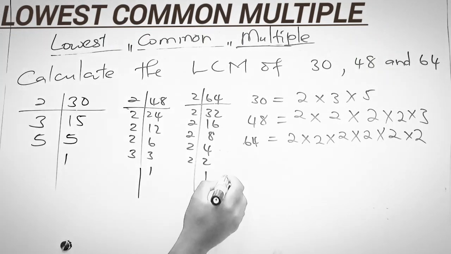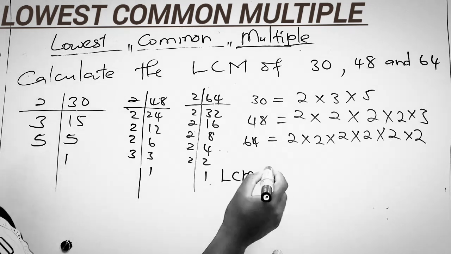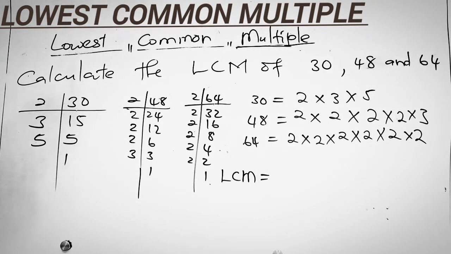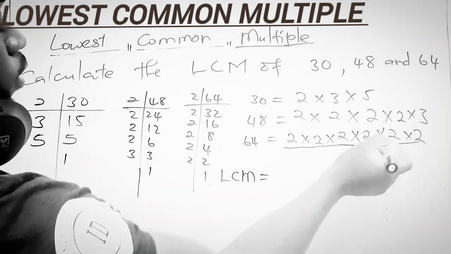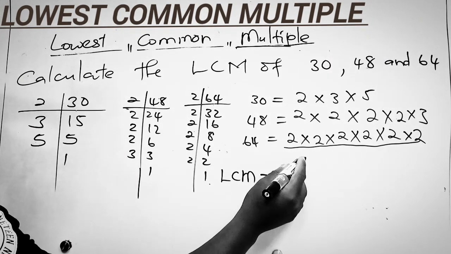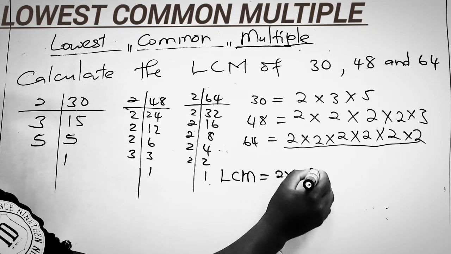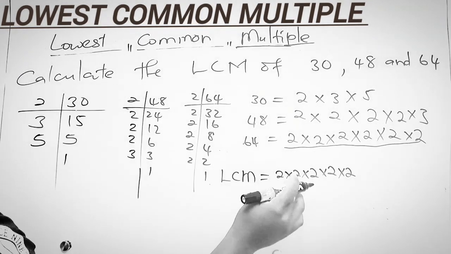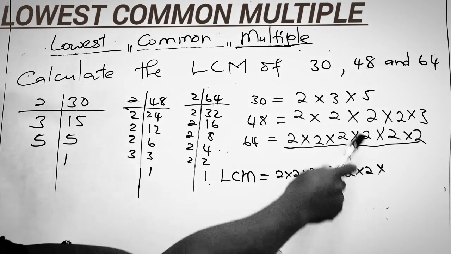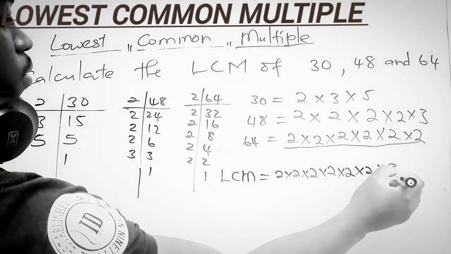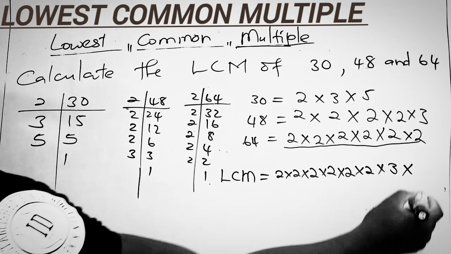So our LCM: between our numbers, they are composed of groups of 2s, groups of 3s, and groups of 5s. So where do we find the longest chain of 2? It's the one in 64. So we copy it down, which is 2 times 2 times 2 times 2 times 2 times 2. Then the longest chain of 3. We have a 3 here and a 3 there, so just take 1. Then the longest chain of 5, which is there.